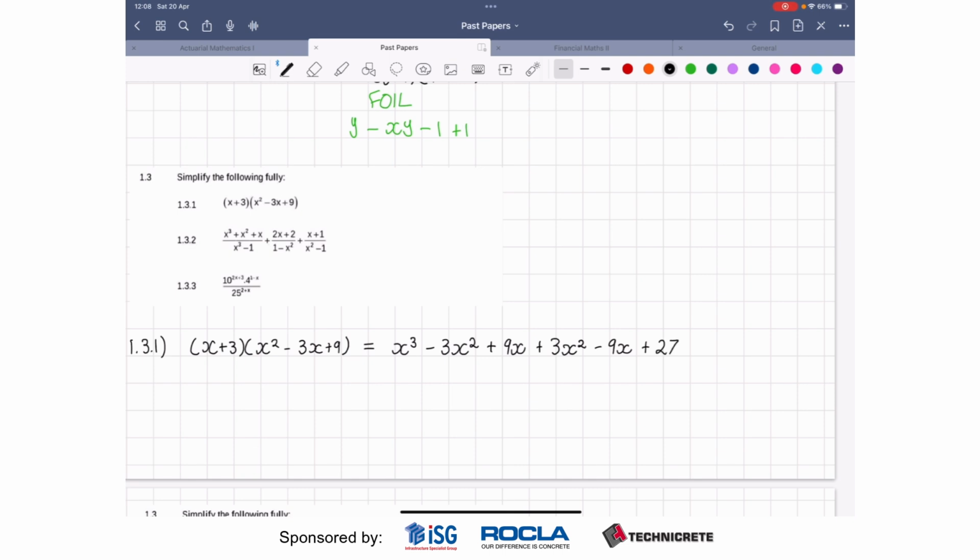And now I'm looking at my like terms, and I can see that I can cancel out some stuff. So I've got a minus 3x squared and a positive 3x squared. When I add them together, I get 0. And the same with this positive 9x minus 9x, I get 0. And so I'm just left with these two terms, x cubed plus 27.